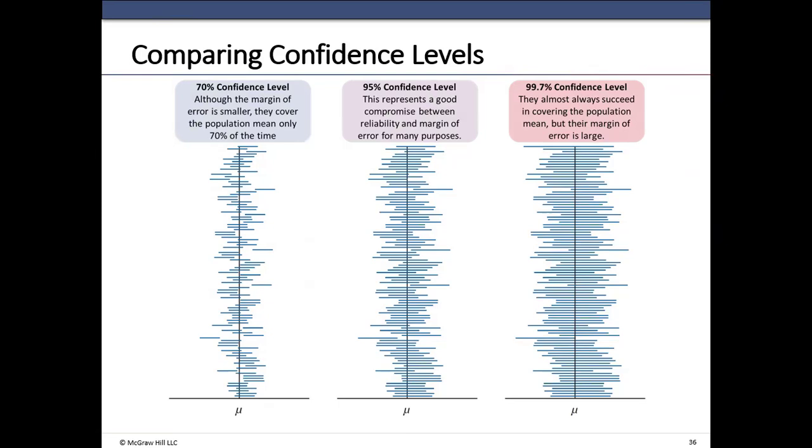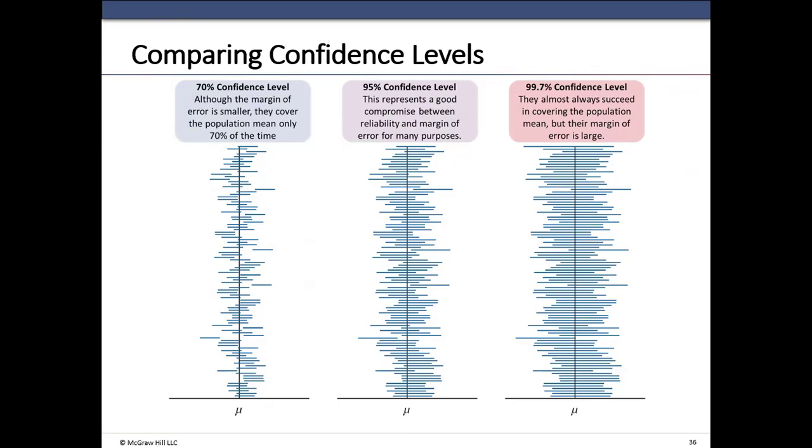You lose your accuracy. However, in this case, 99.7% of these lines, or almost all of the lines, intersect the vertical line. So the vertical line passes through almost 100% of this interval. What does it mean? It means 99.7% of these intervals will contain the population mean. The cost is we have lost our accuracy because the interval width has increased.